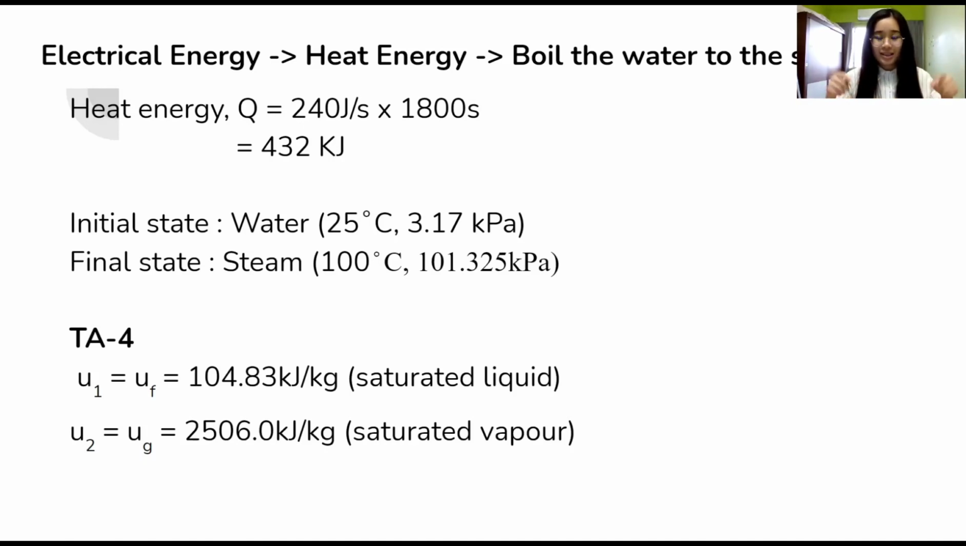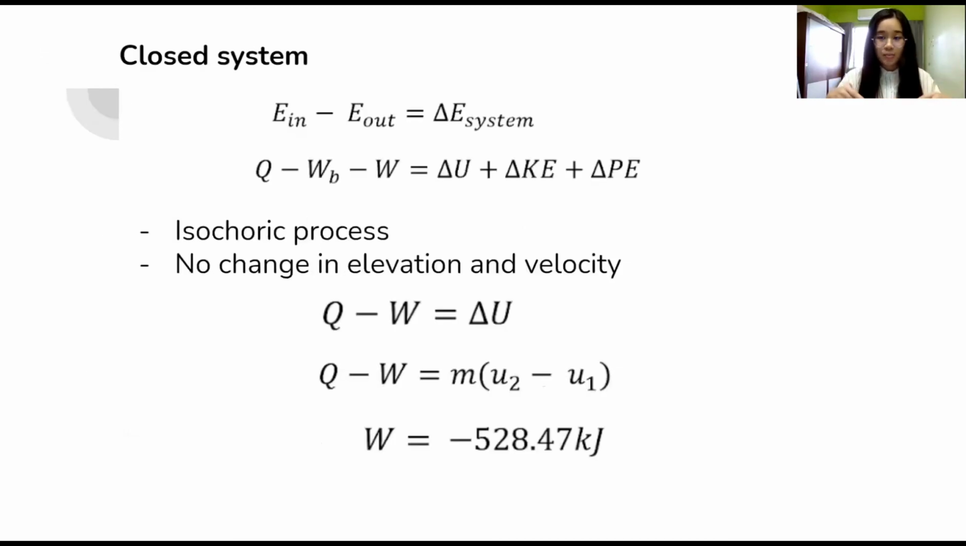There are two states in this system, in which the water is the initial state and the steam is the final state. And by using Table A4, we can obtain the internal energy of the initial state and the final state. Since the system in this process is a closed system, meaning that no mass will be crossing the boundary, we will use the energy balance equation: energy input minus energy output is equal to the change of energy in this system.